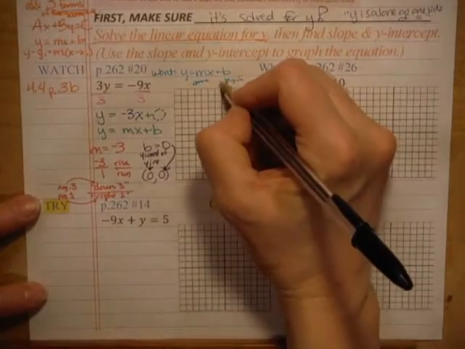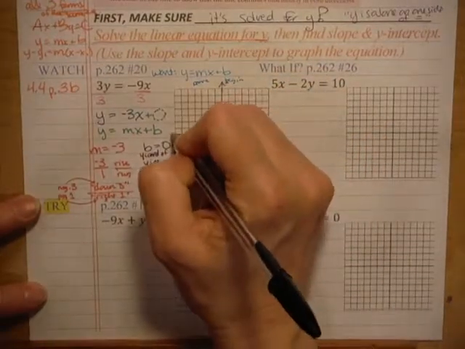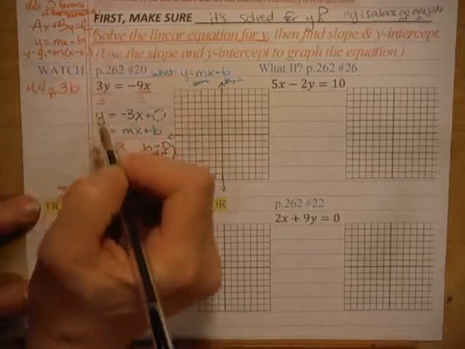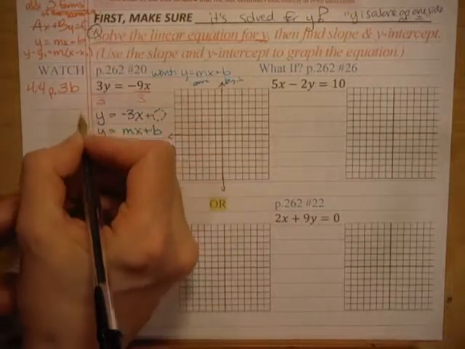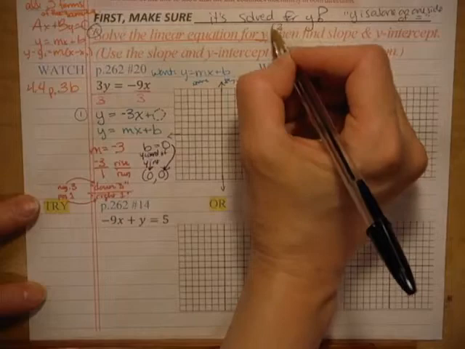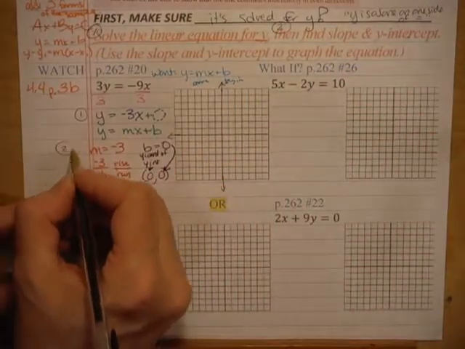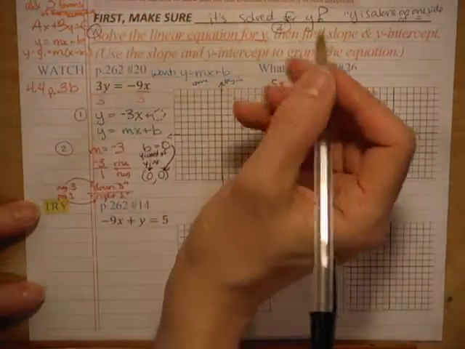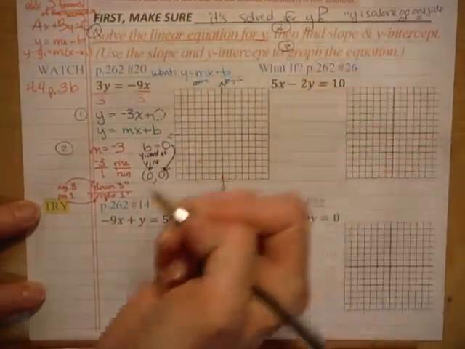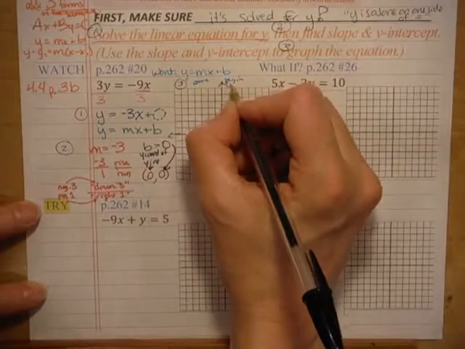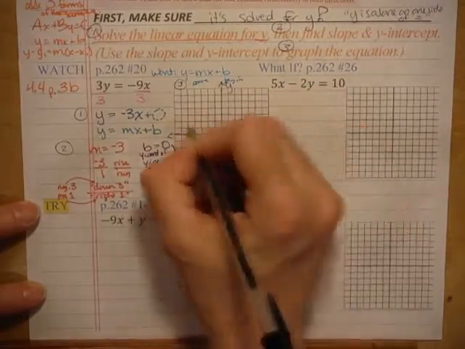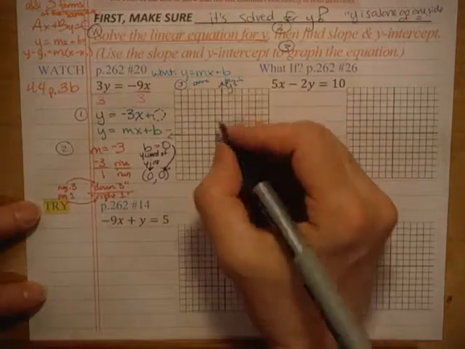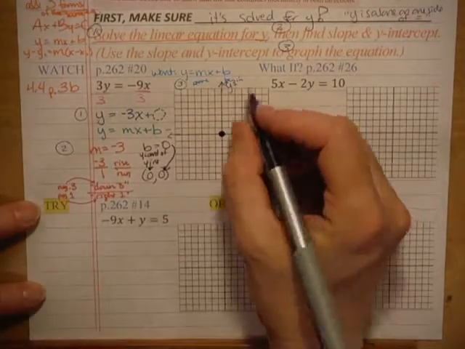Okay, so here is our axis. So that was the 3 things we needed to do. We solved the linear equation for y, so that's our first step. We found the slope and the intercept, so there we go. Our slope is negative 3, our intercept is 0, 0. And then we're going to use that slope and intercept to graph the equation. So here we go in part 3. Here's our y-axis, our x-axis. Here is our y-intercept of 0, 0.